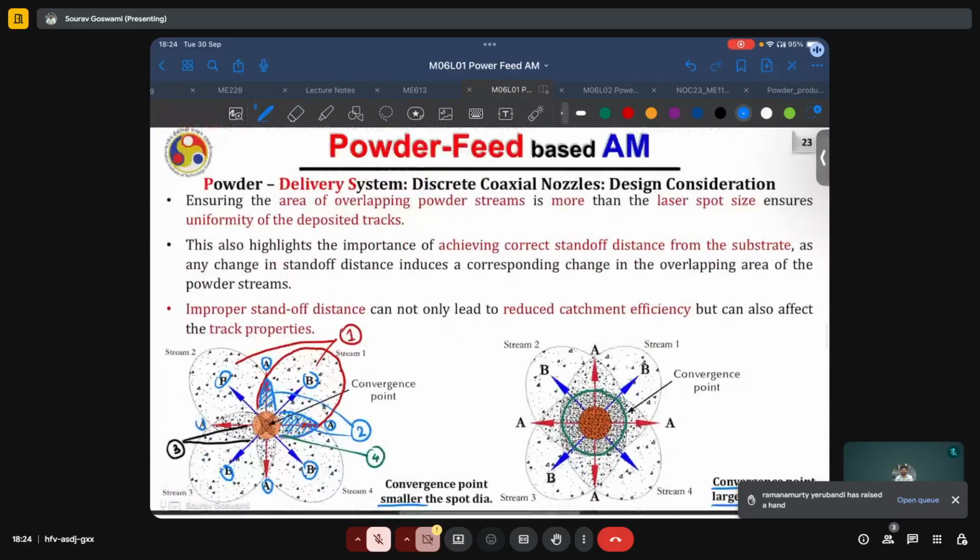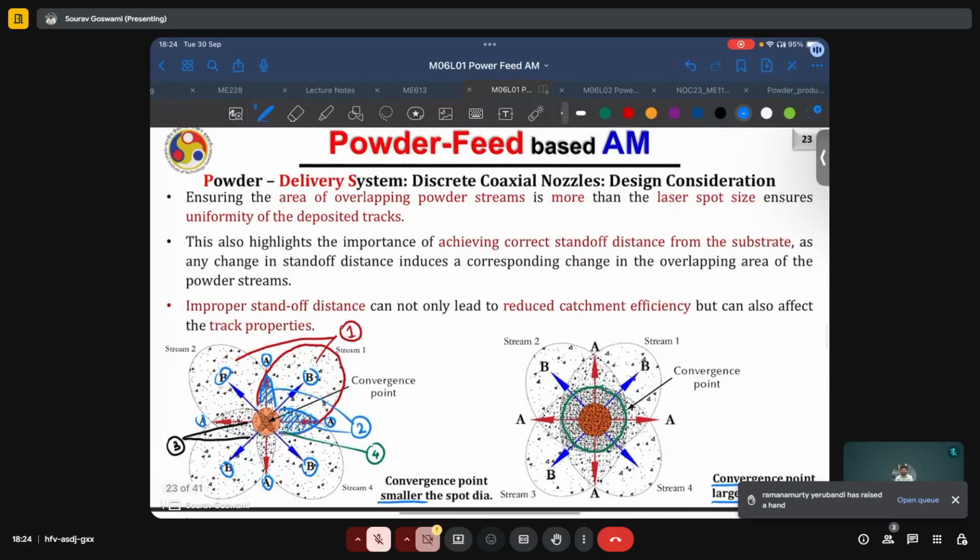Ensuring the overlapping area of overlapping powder streams is more than the laser spot size ensures uniformity of the deposited tracks. This also highlights the importance of achieving correct standoff distance from the substrate, as any change in standoff distance will induce a corresponding change in the overlapping area of the powder streams, which we just encountered in the previous slide.